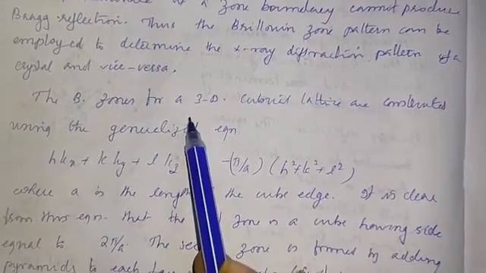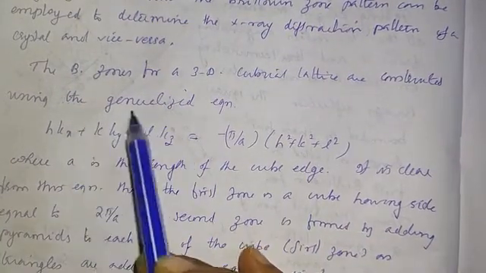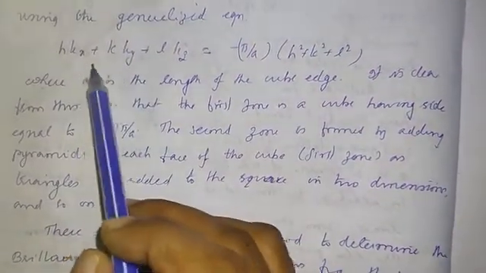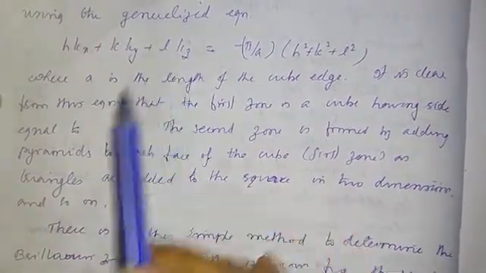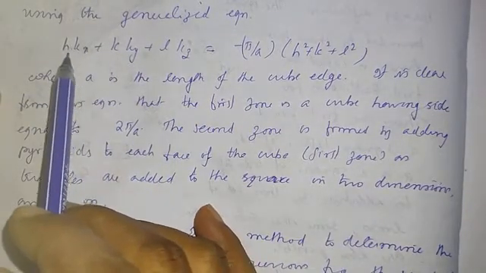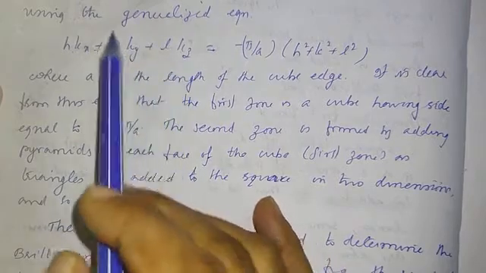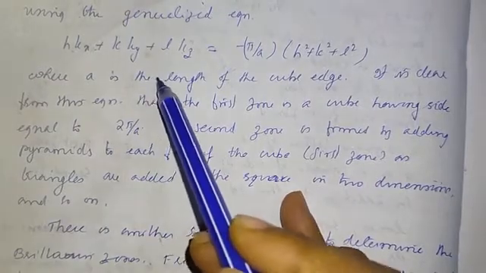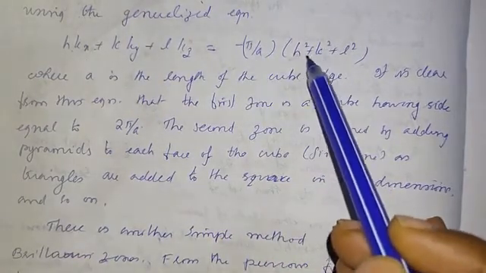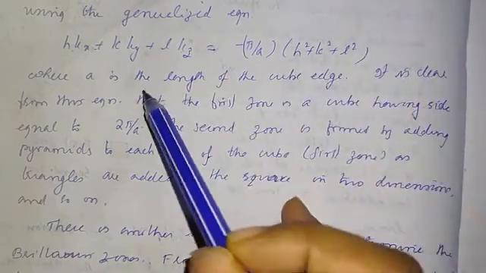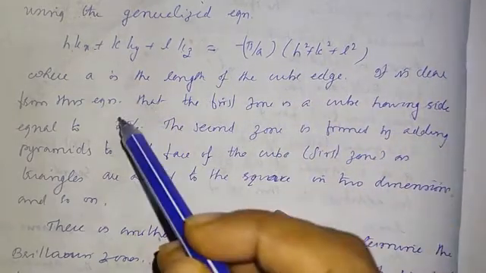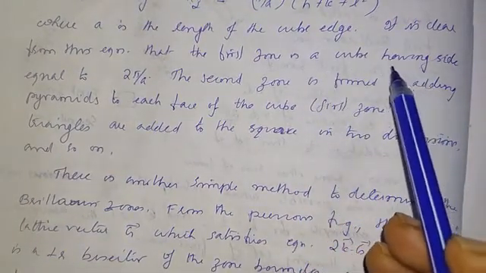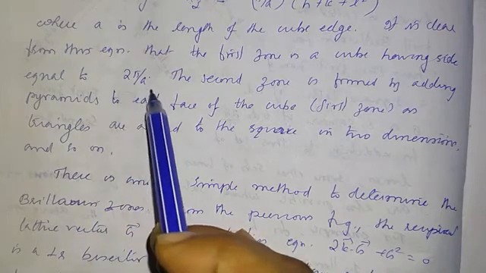And the Brillouin zone for a three-dimensional cubical lattice is constructed using the generalized equation. So instead of two lattice parameters, a third parameter will appear: h kx plus k ky plus l kz. In the case of a three-dimensional cubic lattice, we have just discussed the square lattice. So here three terms will appear, h square plus k square plus l square, where a is the length of the cube edge. It is clear from this equation that the first zone is a cube having side equal to 2 pi by a.